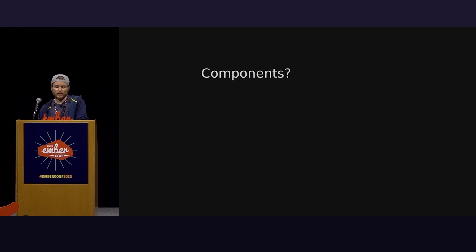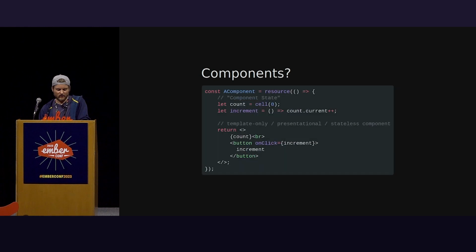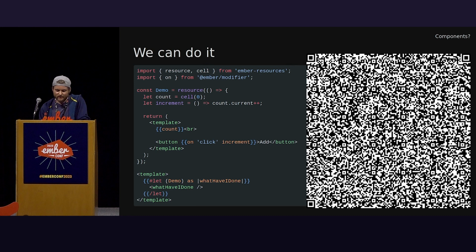So can a resource also be a component? Well, kind of. If you like React, it may look like this, returning a template only or presentation or stateless component as their value, using the closed over function within the resource as the state. However, the main thing is that every framework already has really legit component implementations, and those implementations are really good at what they do. But we can do it too.